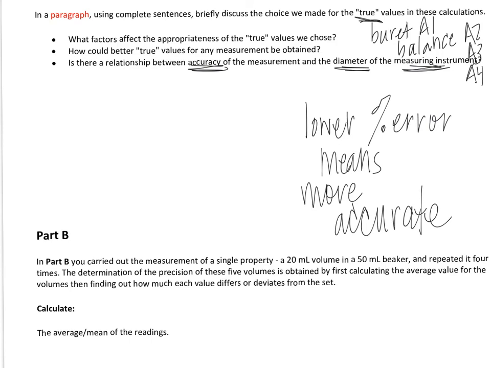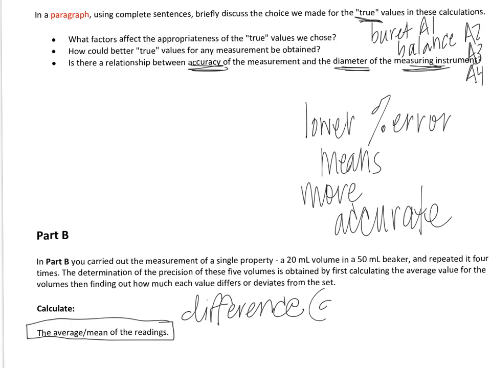Now, in part B, all I want you to do is calculate the average or the means of the readings. So you're going to add your difference column together, all together, add all five, and then divide by 5, and that gives you your average.